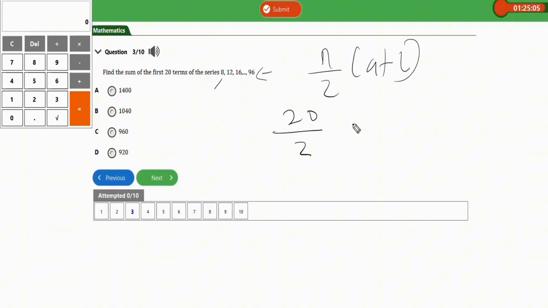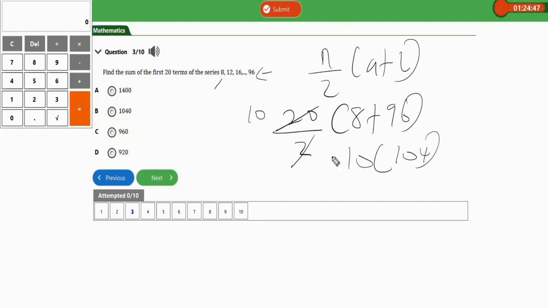This is 20 over 2, in brackets our first term 8 plus our last term 96. So we cancel this, we have 10. So basically we are left with 10 times, now 96 plus 8 will give you 104. So when you multiply 104 by 10, we're going to have 1040.